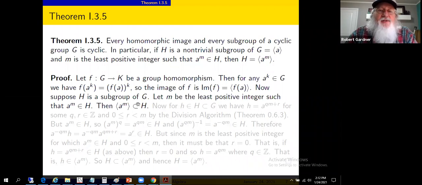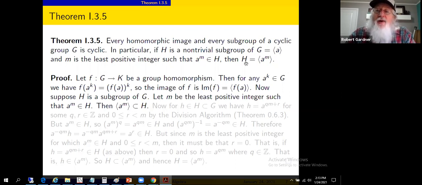So now suppose H is a subgroup of G, let M be the least positive integer such that A to the M is an element of H. Well, A to the M is in H, so if we take all integer powers of A to the M, then we certainly get something in H. That's just closure of H as a subgroup under the binary operation. So if this element is in there, then all powers of this element are in there.